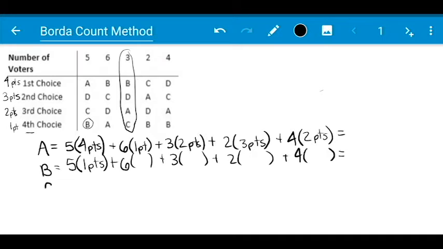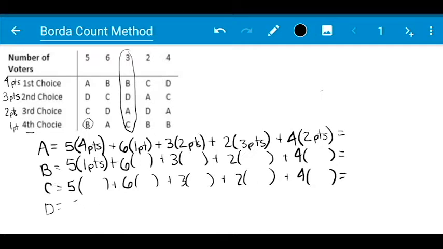This will save us some time once we actually get into the calculator, in how we're supposed to type it in without having to sit there and type in all these numbers. So C is going to be the same thing. We're going to have a 5 times some number of points, a 6, a 3, a 2, and a 4. And the same thing here, 5, 6, 3, 2, and 4.